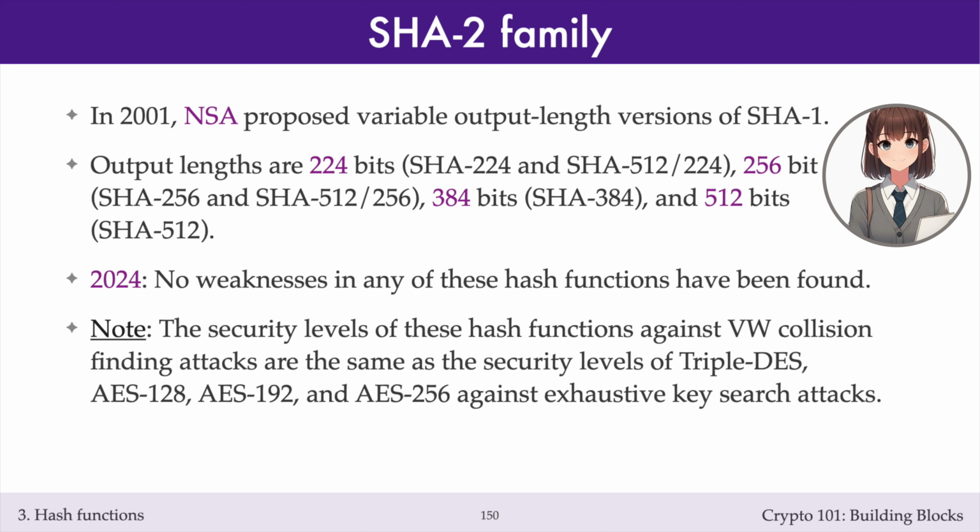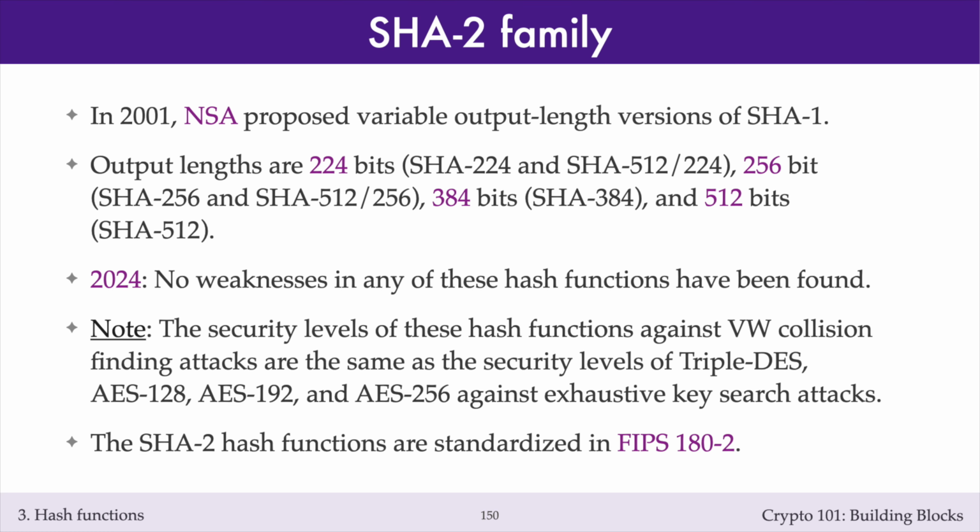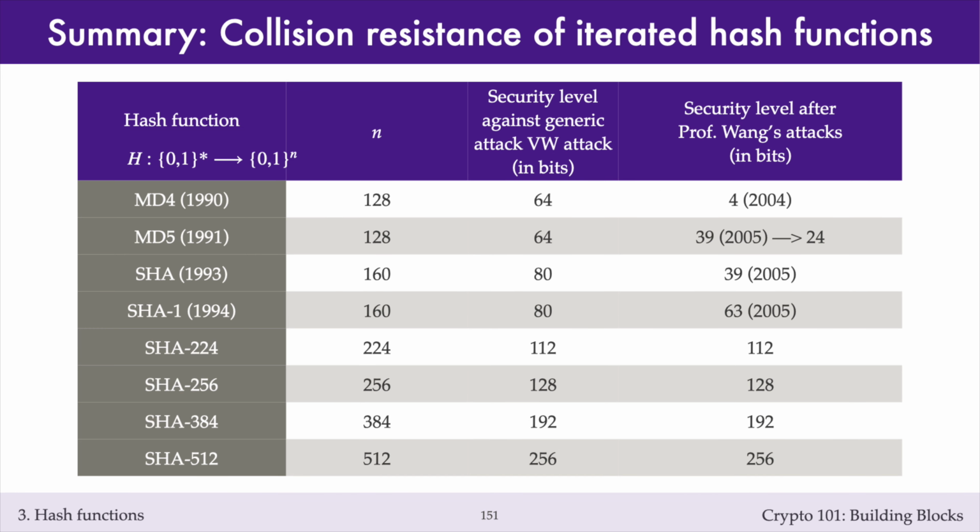For example, the VW attack can find a SHA-224 collision in 2^112 operations, whereas the meet-in-the-middle attack on triple DES also takes 2^112 operations to find a secret key. Similarly, the VW attack can find a SHA-512 collision in 2^256 steps, whereas exhaustive key search on AES-256 also takes 2^256 operations. The SHA-2 hash functions have been standardized by NIST in FIPS 180-2. Here is a summary of the effect that Professor Wang's attacks had on the security of popular iterated hash functions.